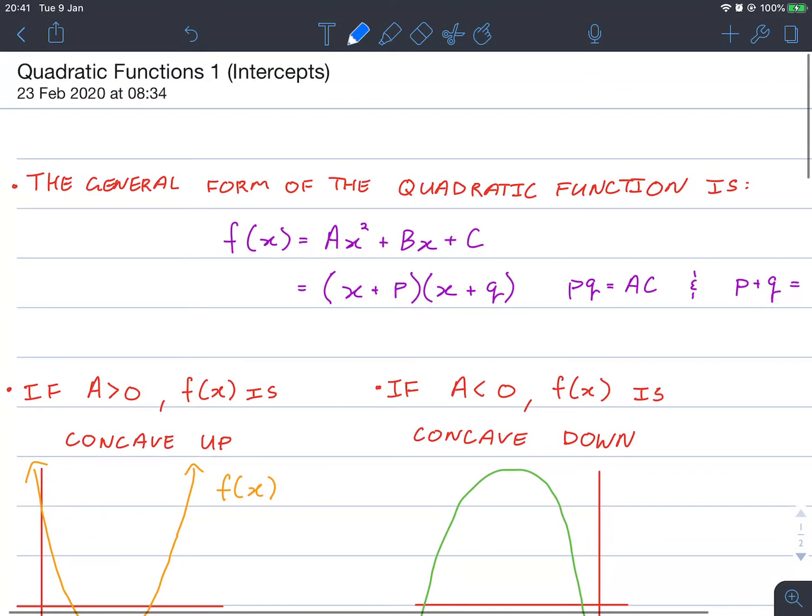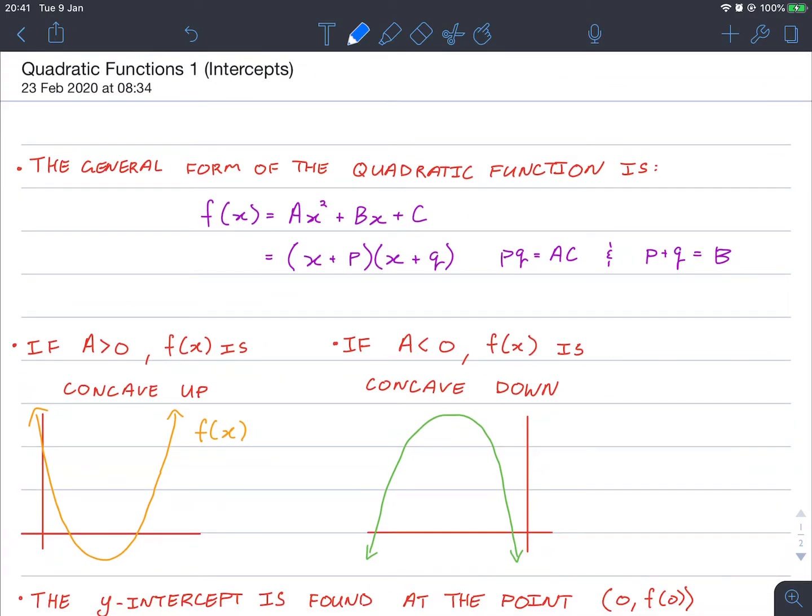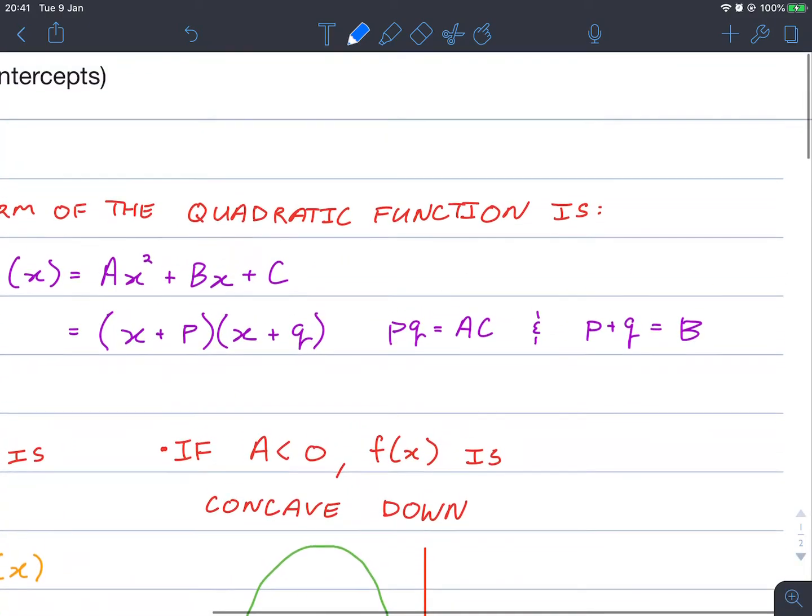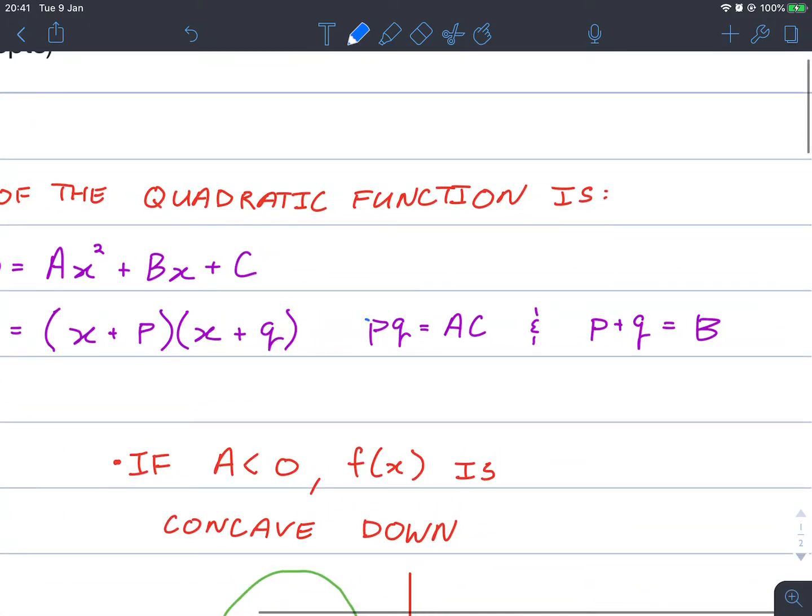And we've been over this before, where we can factorize quadratic functions and quadratic expressions by finding two numbers where p and q multiply to a times c and p plus q adds up to the value of b.